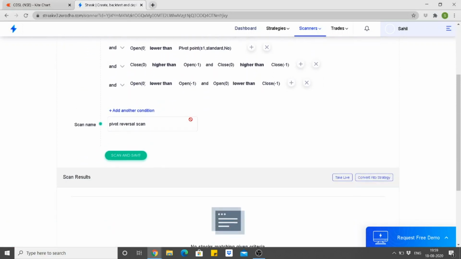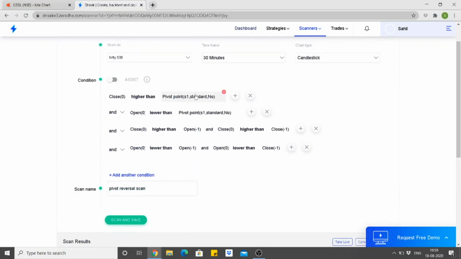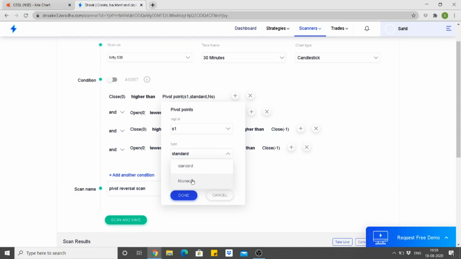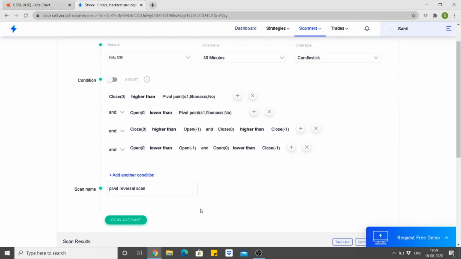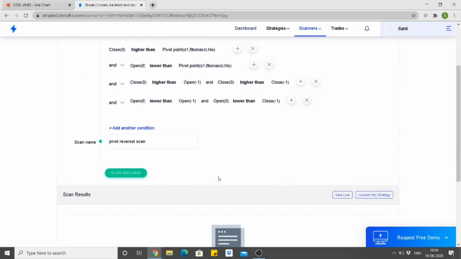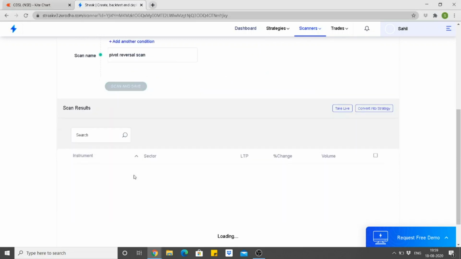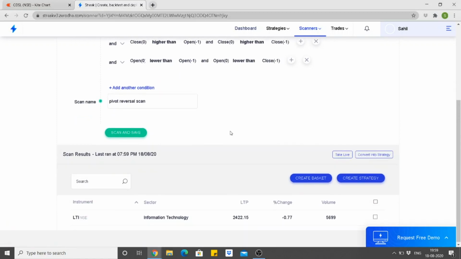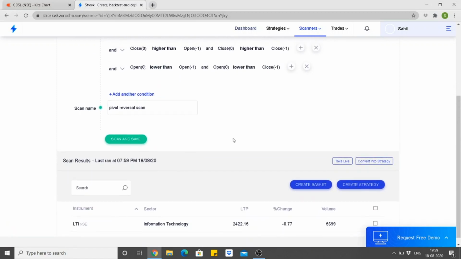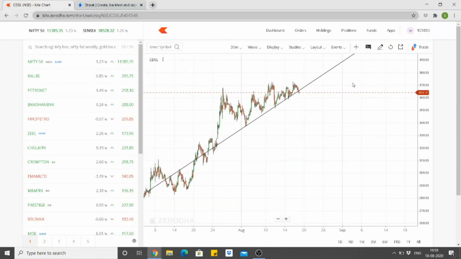Okay, it seems to me like we have input some wrong conditions. Okay, that's right. Now I'm using Fibonacci pivot points for a smoother entry. They actually connect the pivot points together and take into consideration some more data points as compared to the normal pivot points. There we go. We have a hit. We have a result on our scanner, which is the LTI NSE instrument. I would like to cross verify the accuracy of this result.